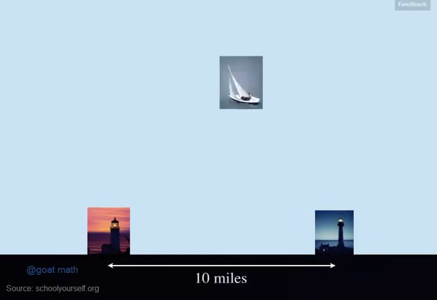So let's get started. Suppose we're looking down on a shoreline in the evening, and there are two lighthouses that are 10 miles apart. A sailboat approaches the shore and is seen by the operators in both lighthouses. The two lighthouses and the boat form a triangle.